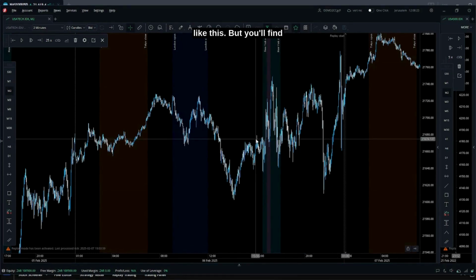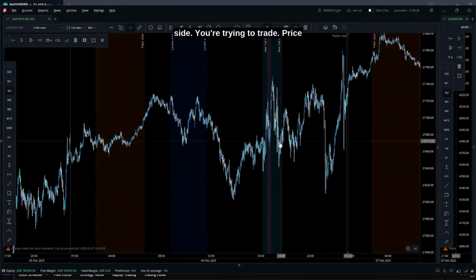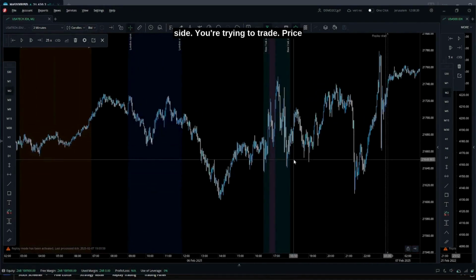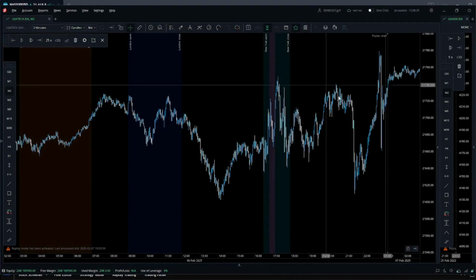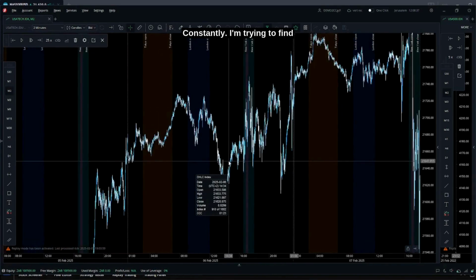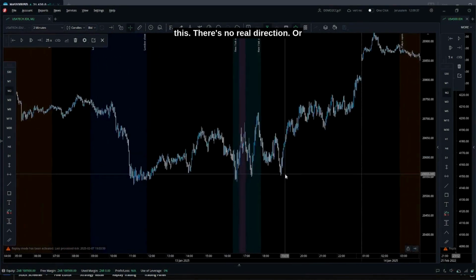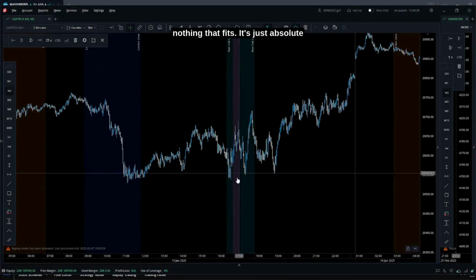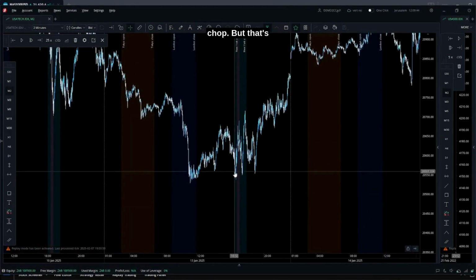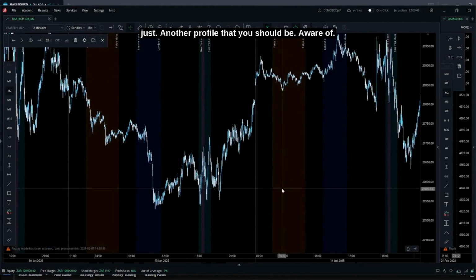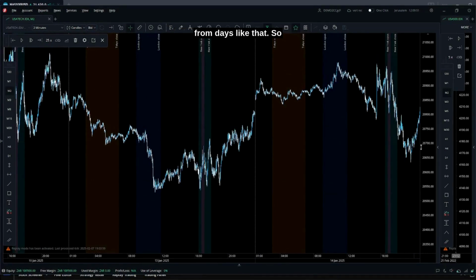Much like this, but you'll find that none of your profiles fit, and whichever side you're trying to trade, price seems to reverse and come back that side and do the same thing for the other side constantly. I'm trying to find an example, but I would say something like this. There's no real direction or nothing that fits. It's just absolute chop. But that's just another profile that you should be aware of, and I recommend staying away from days like that.